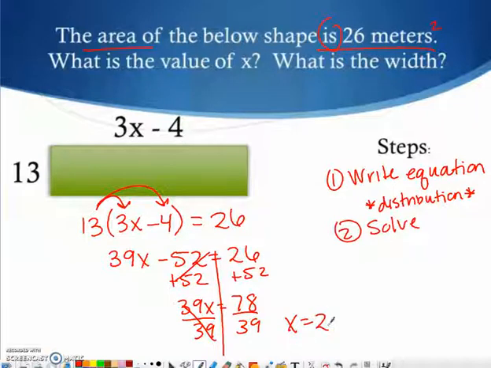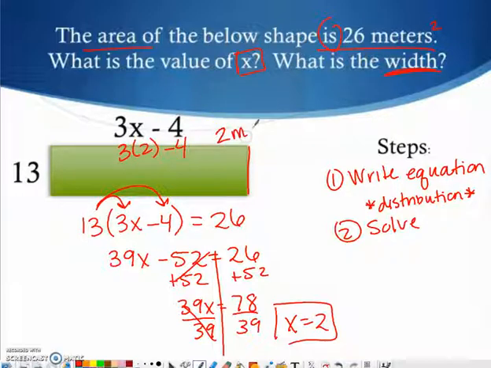That's awesome. So that's our first thing. What is the value of x? x is 2. Solve that first part. The last part asks what is the width, or basically the missing value. I had some kid say, well, this is the width. Well, yeah, but if I turn it over, maybe that's different. So I know this is 13, so this would be 3 times 2 minus 4, because x is 2. Yet again, it's not to scale, so 3 times 2 is 6, and 6 minus 4 is 2. So this would be 2 meters, technically. We should always use our units, 2 meters.